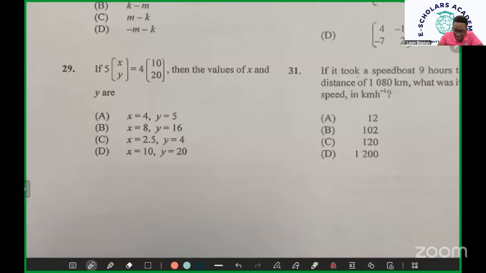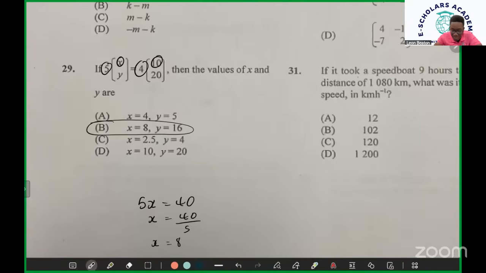So they want the values of X and Y. All we have to do is find the value of X because all the values are different. So 5 times X, 5X, is equal to 4 times 10, which is 40. So X is equal to 40 divided by 5. X is equal to 8. So we just go with B, right?